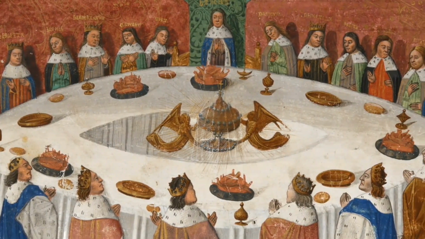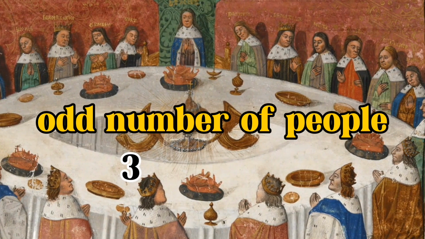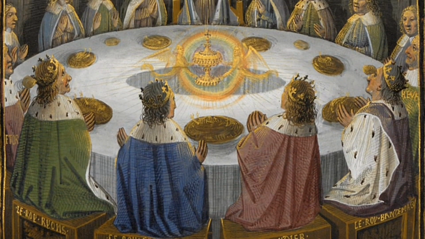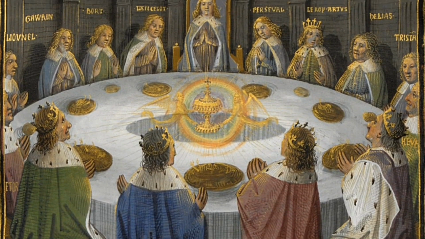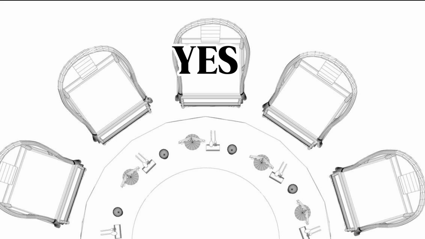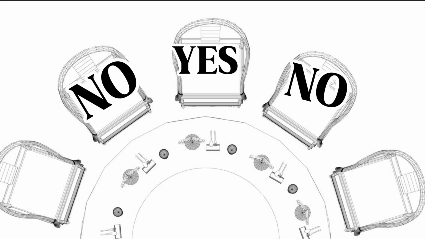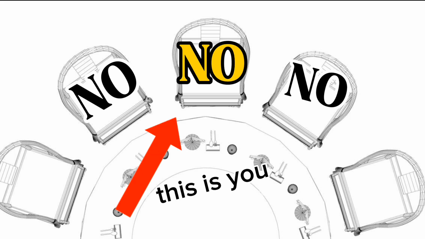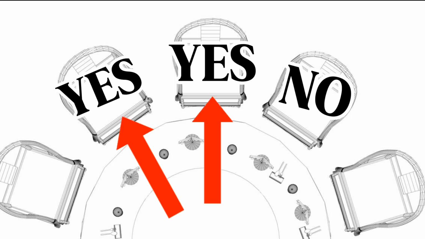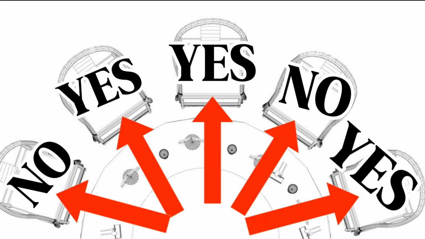Imagine you're sitting at a round table with an odd number of people, including yourself. You're discussing a matter, and everyone must display their vote as either yes or no. But there's a catch. If both of your neighbors voted opposite to you, you have to change your vote. But if at least one of your neighbors voted the same as you, you get to keep your initial vote. And this rule applies to everyone at the table.